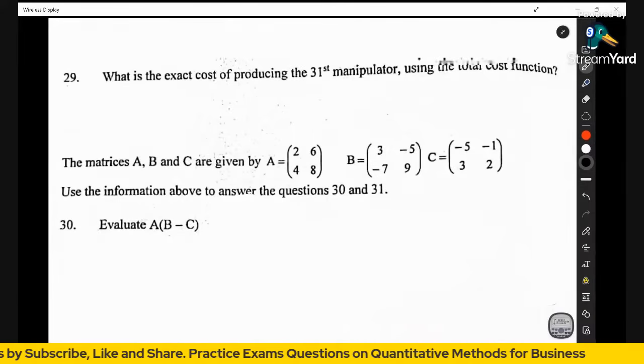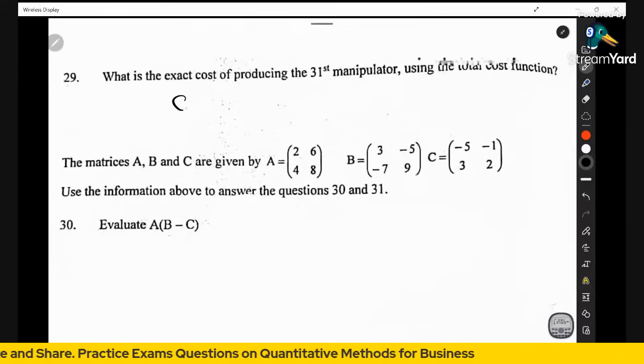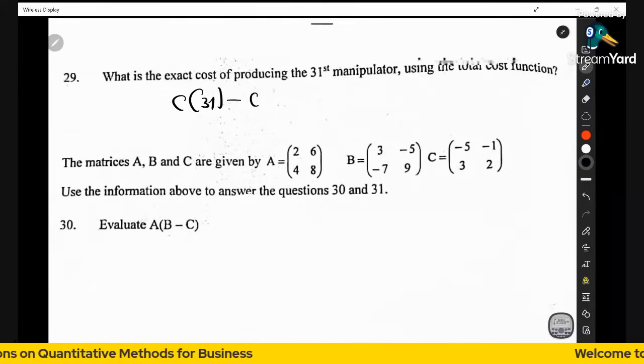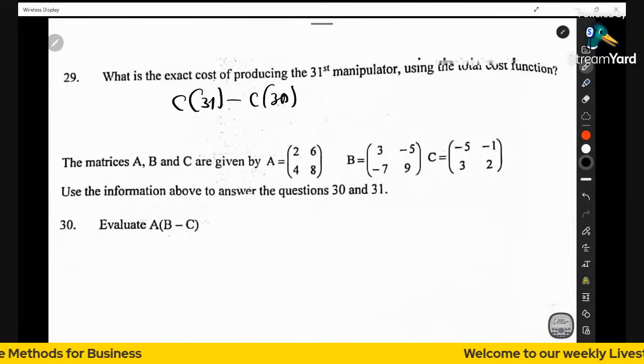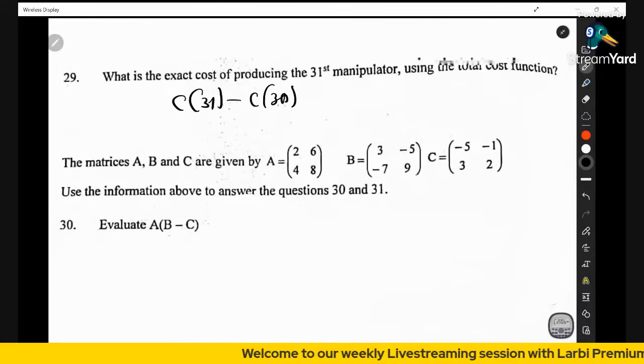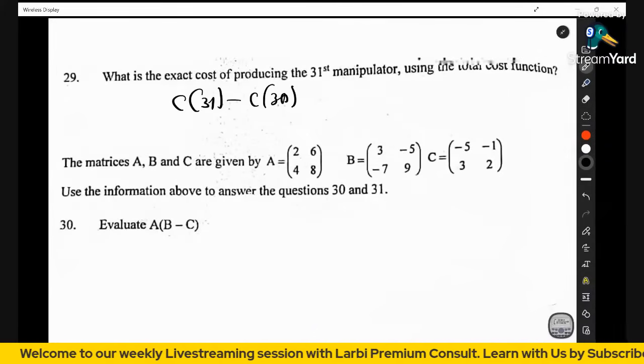So for us to know that, we'll say that the exact cost should be the cost of 31 manipulators compared to the cost of 30 manipulators. How can we see that difference? Because when you subtract 30 from 31, we get what? Just 1. So we want to know the exact cost of just one manipulator. How much does it cost?